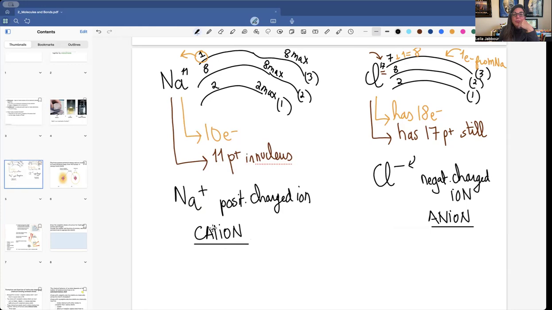See, the T looks like a plus. So if you forget cation versus anion, which one is which, think of the T. The T looks like a plus sign. That's your positively charged ion. And the N over here, N is like a negatively charged ion.